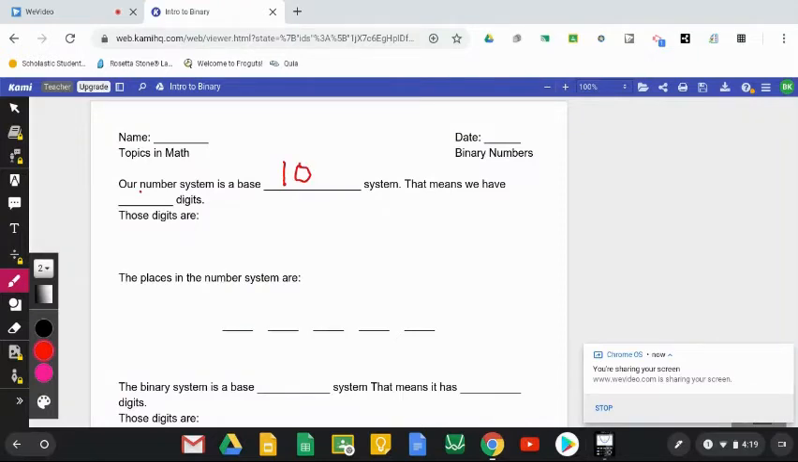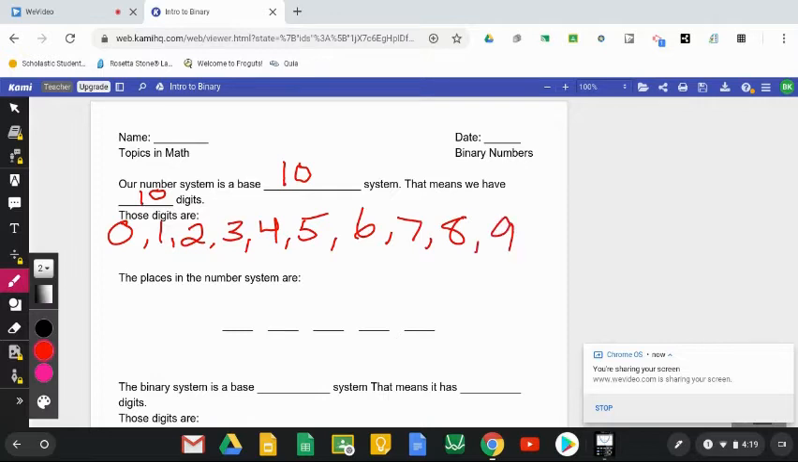That means we have 10 digits. So those digits are 0, 1, 2, 3, 4, 5, 6, 7, 8, and 9. And then they repeat again. Well, they just use the digits to go up. So 10 is a 1 and a 0. So we never get a new digit.